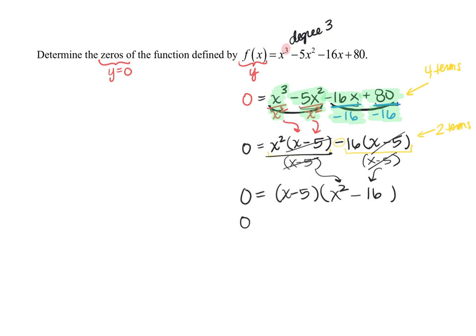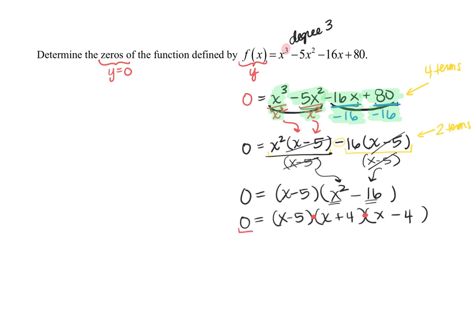Now, x squared minus 16 can factor further because it is a difference of perfect squares. So a difference means it's subtraction, and then both the x squared and the 16 are perfect squares. So that will factor into x plus 4 times x minus 4. So this is fully factored form. Now, remember, when it's factored, that means we have a product. So we have x minus 5 times x plus 4 times x minus 4.